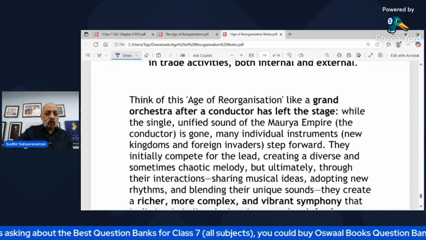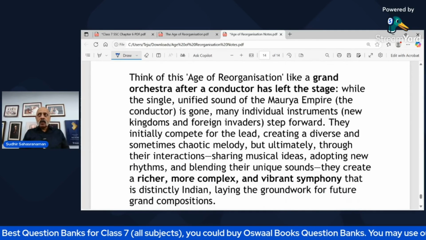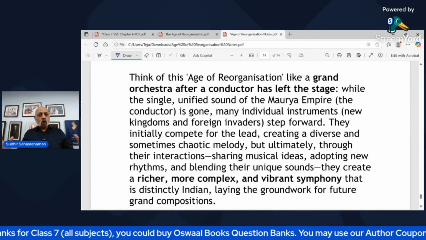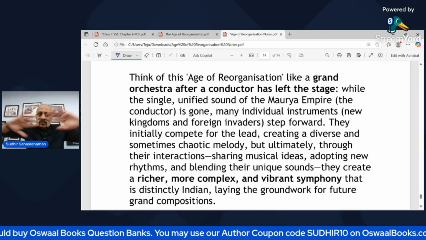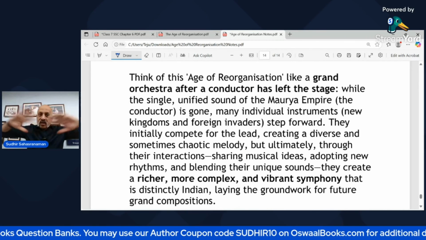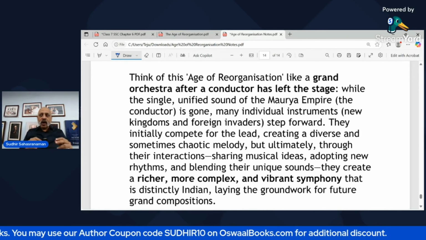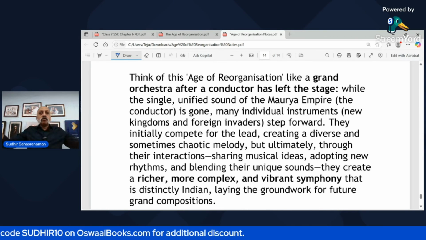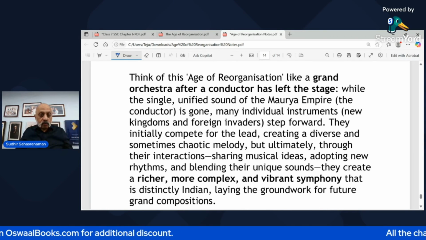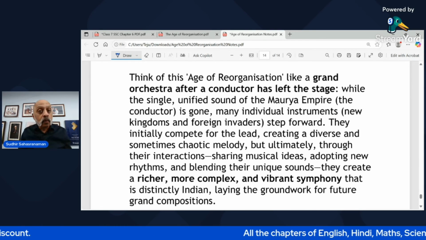So basically what you need to do is, when it was the Mauryan Empire, it was like one large Mauryan Empire. But once the Mauryan Empire disintegrated, disappeared, now what you had was many, many other musicians. It's like a big musician has left and there are lots of smaller musicians who have come up, and they were kind of creating their own brand of music.